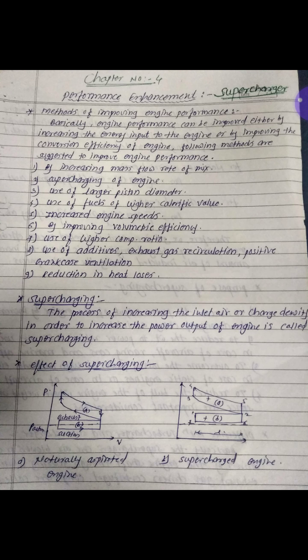Next is improving the volumetric efficiency. Volumetric efficiency is the ratio of the actual volume of air or charge sucked inside the engine cylinder to the theoretical volume. So if we improve this volumetric efficiency, that means during the suction stroke, if we suck more charge in case of SI engine or more air in case of CI engine, we get more power output from the engine.